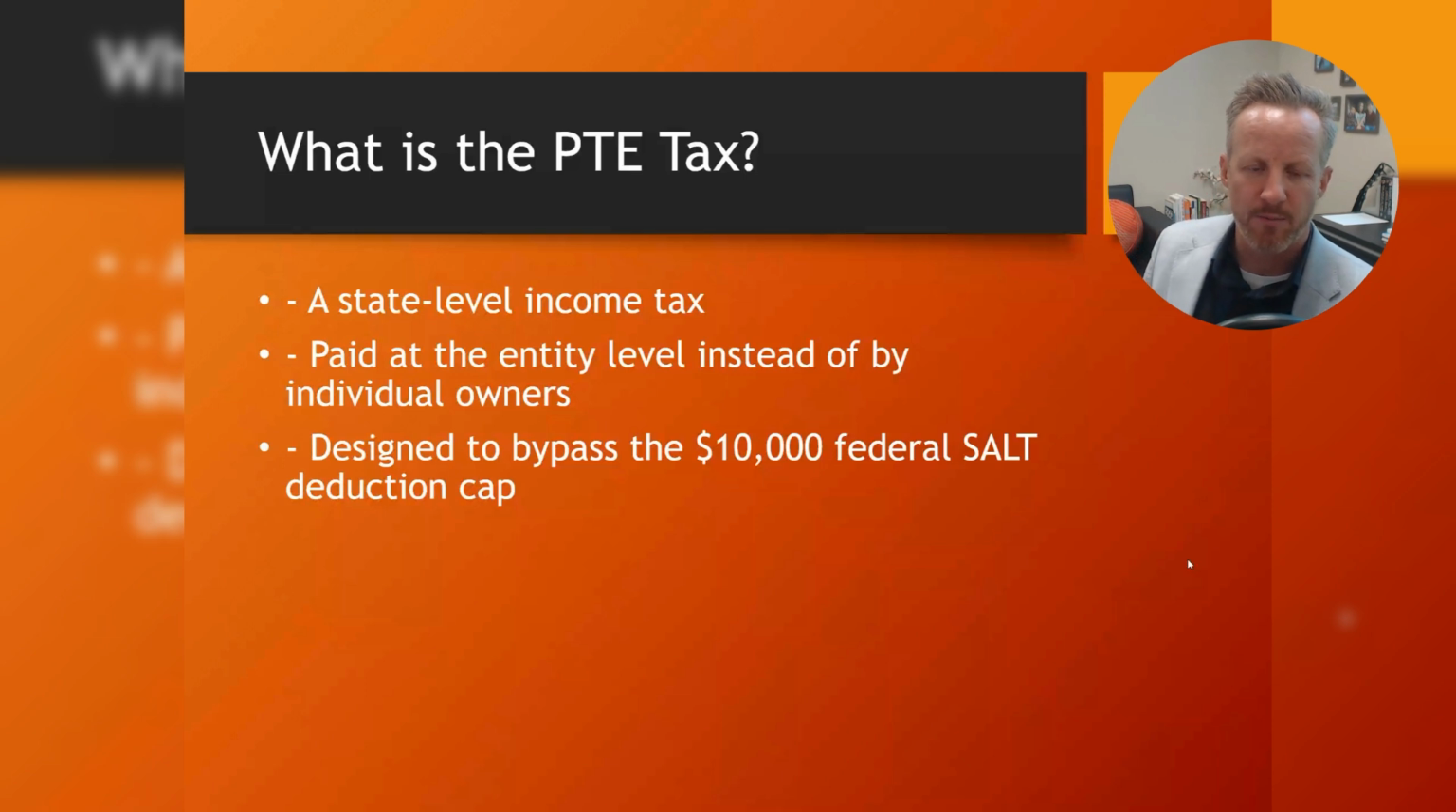So I'm going to explain this a little bit more. This relates to your state income taxes. It's paid through your entity, through your business entity, not from your personal checking account. And it's designed to bypass this limit on your Schedule A of your personal 1040 tax return, called the SALT deduction cap. And the SALT deduction cap stands for state and local taxes. And that is going to be your property. For most people, it's these two things. It's your property taxes on your home, and it is your state income tax payment.